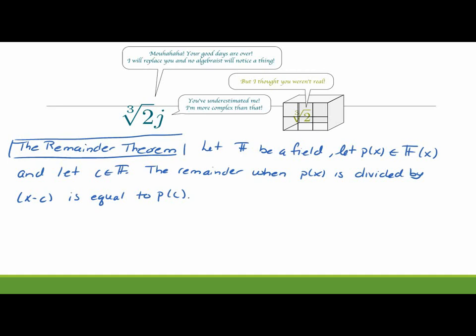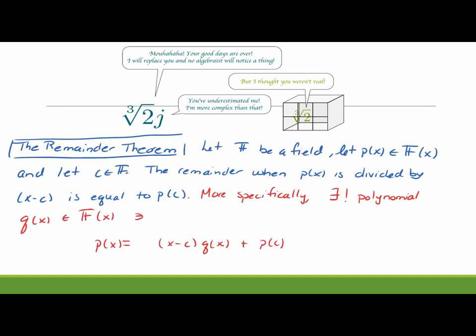So this is the remainder theorem. If you have a field and a polynomial in the field and you have a constant in that field, the remainder when p of x is divided by x minus c is equal to p of c. This is all stuff that if you're teaching high school and doing long division with polynomials, you think about this a bit. This comes from the division algorithm. If you divide by x minus c, then the leftovers are going to be p of c.